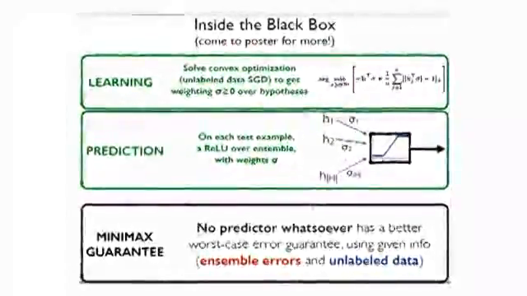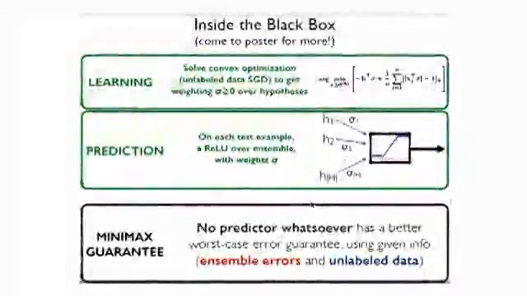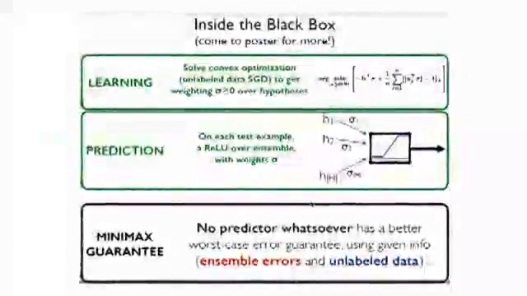The prediction procedure on each unlabeled test example takes a linear combination, using those learned weights, of the ensemble predictions on that test point and runs it through a rectified linear unit to generate the binary prediction on that test point. So you can call it a neuron with learned weights. The interesting thing about this is it's actually a lot stronger guarantee than I said on the previous slide. In fact, no predictor at all has a better worst-case error guarantee given the ensemble errors and the unlabeled data.